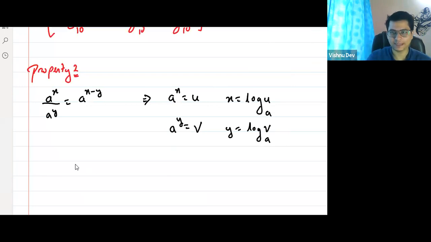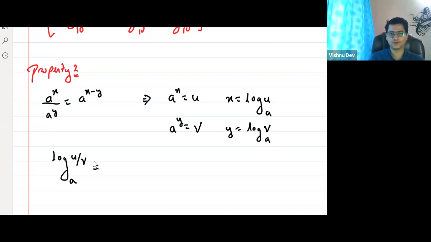ठीक है? So what can you write like this? Log of u divided by v, base a, is equal to what? सोचो, बताओ. Think. Everyone think. Now you should answer this. Log... log u by v base a.